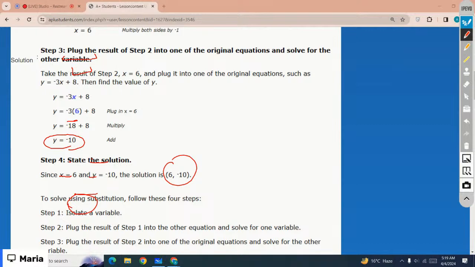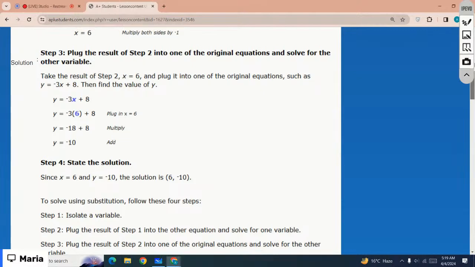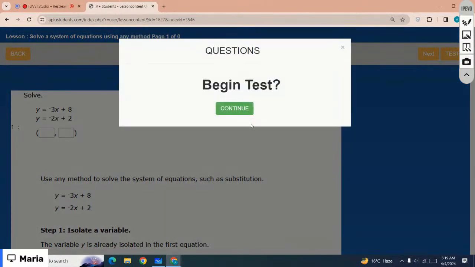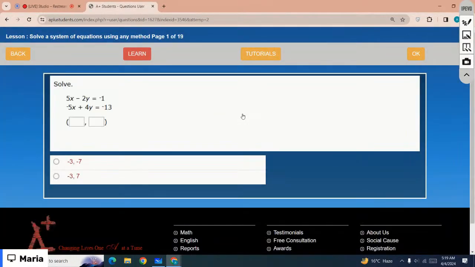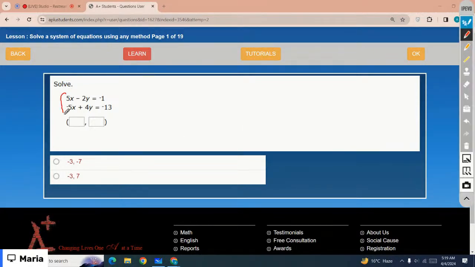Okay, let's just start with the practice questions. Let's see which method we use to solve the equation, right? Okay, the first one is 5x minus 2y equals negative 1 and negative 5x plus 4y equals negative 13, right? You can see the x variables for both the equations are opposite to each other. If you can use the elimination method, then that would be very easy for you. Let's just use the elimination method to solve the equation, right?